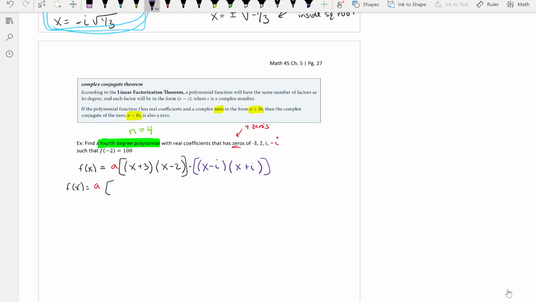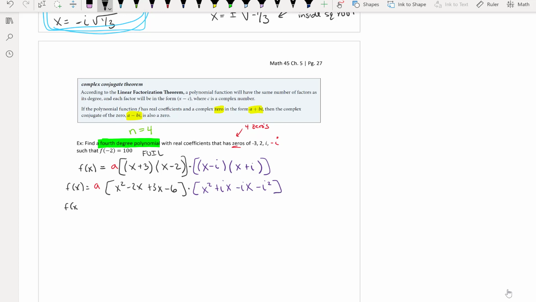So I am going to make sure that I go ahead and FOIL this out. So when I FOIL this out, I'm going to have x squared minus 2x plus 3x minus 6. And it's going to get multiplied. And over here, I'm going to FOIL this out. So I'd have an x squared plus ix minus ix minus an i squared.